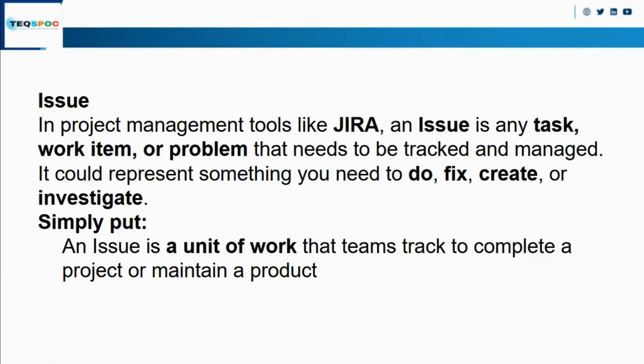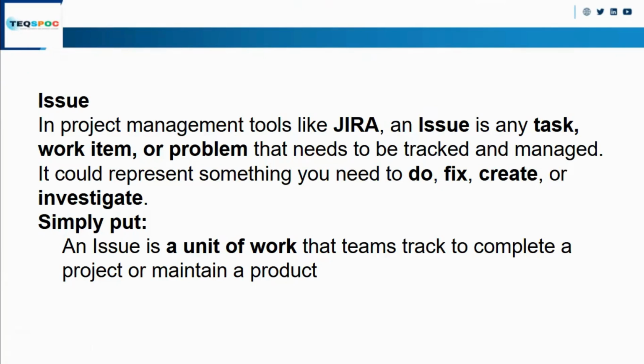Now the most important thing we have to understand is what is an issue. In a project management tool like JIRA, an issue is any task, work item, or problem that we need to track or manage or work upon. It could represent something you want to fix, you have to create, you have to work upon. Simply, an issue is a unit or amount of work that the team has to complete or work upon in the project. Okay. So this is an issue.